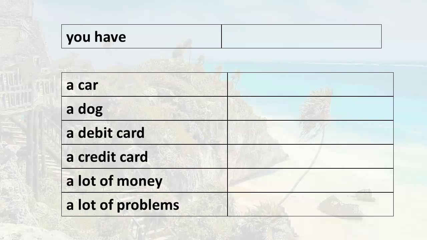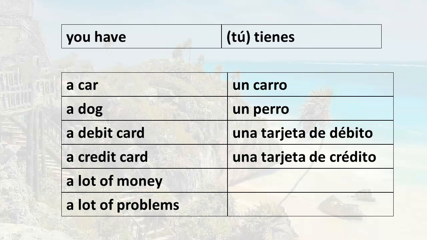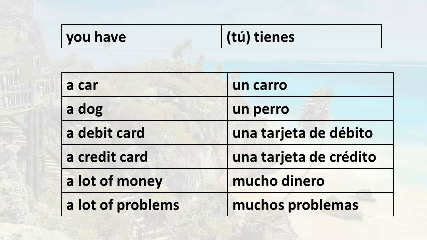Okay, so let's review and apply what you've learned. You have, tienes. A car, un carro, a dog, un perro, a debit card, una tarjeta de débito, a credit card, una tarjeta de crédito, a lot of money, mucho dinero, a lot of problems, muchos problemas.